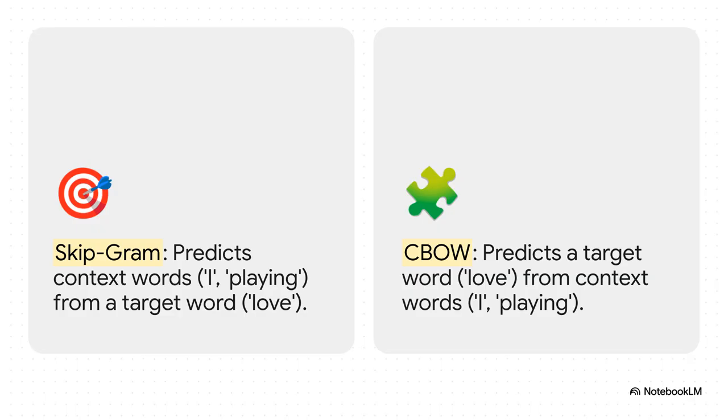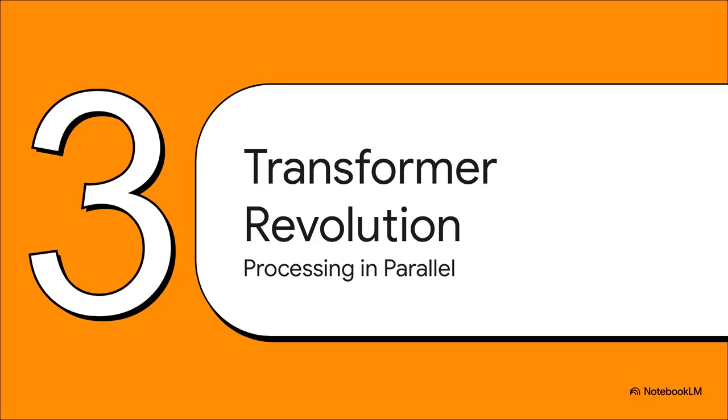Over on the left, you've got skip-gram. You give it a word, like love, and it learns to predict the words that are likely to be around it, like I and playing. Then on the right, you've got its opposite, CBOW, which stands for continuous bag of words. Here you do the reverse. You give it the context, I and playing, and it learns to predict that missing word in the middle, love. Both of these methods create these really rich numerical representations for words, finally giving the machine a real sense of context.